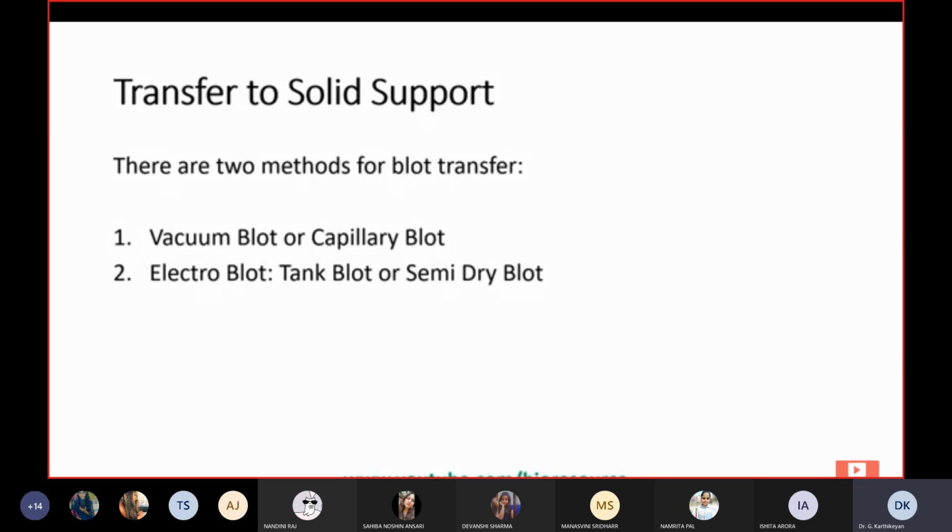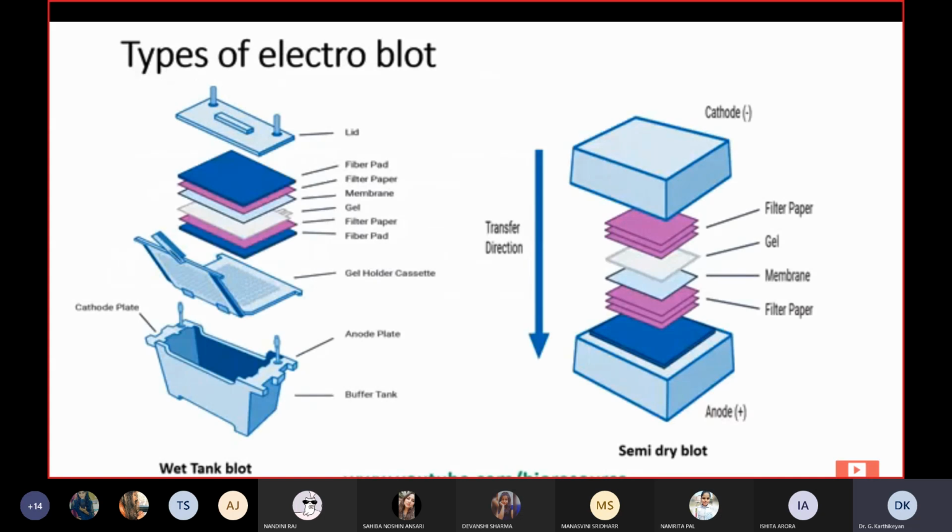The molecule will move from the gel onto the membrane with a flow of buffer by simple capillary action. And the second method utilizes the molecule's negative charge. This technique is called the electroblot. There are two types of electroblot. One is based on the wet tank blot, and the other is the semi-dry blot.